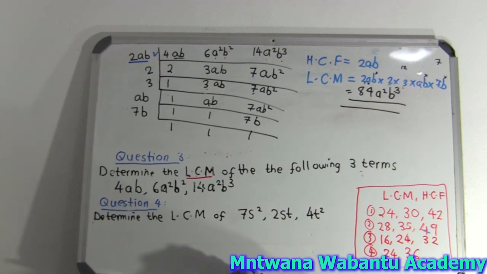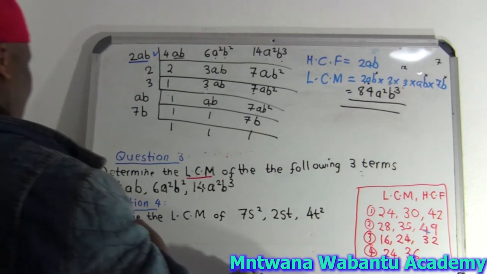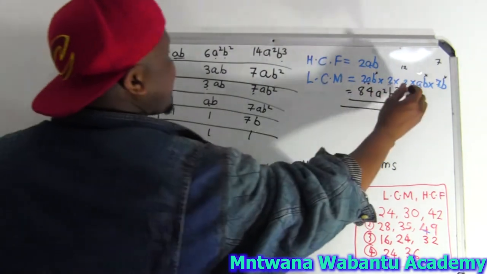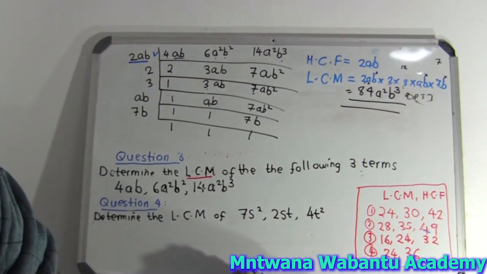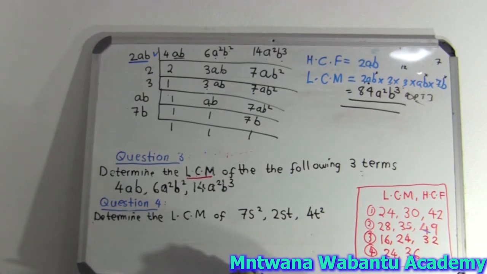Somebody sent me this question, and this should be option number 3, from this past paper here. I think so, yeah, option 3. I believe so. Option 3: 84a squared b cubed.